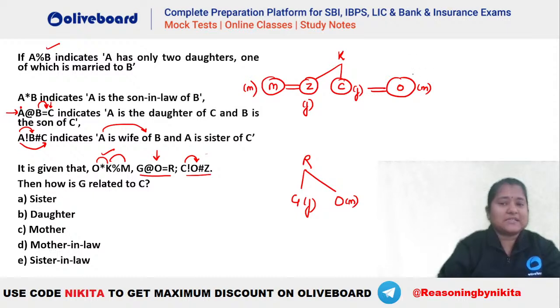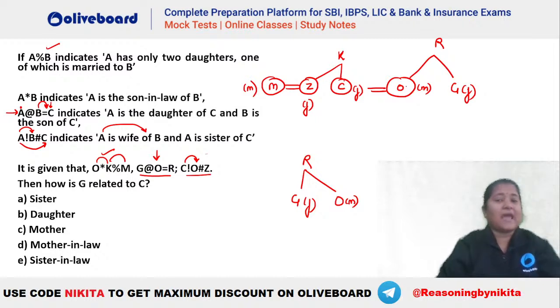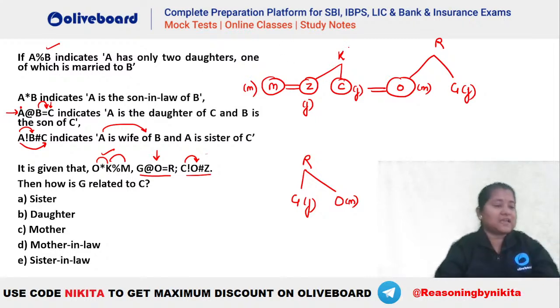Okay. So you can see we will have one more relation, that is your R here. And R has two children, that is your G and O. Okay. So this is the kind of situation that you will have. Now, how is G related to C? You can see G is the sister-in-law. Okay, sister-in-law would be the right answer here.